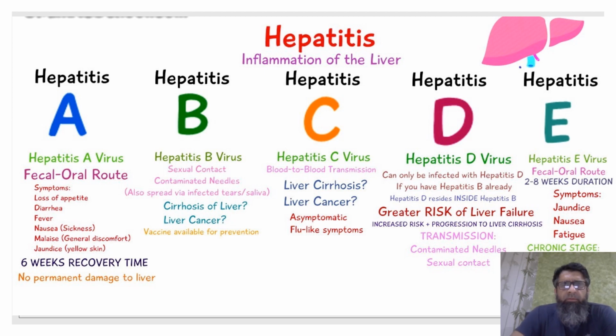This is a summary of all five hepatitis viruses: A, B, C, D, and E, and you can summarize this on one page as well.